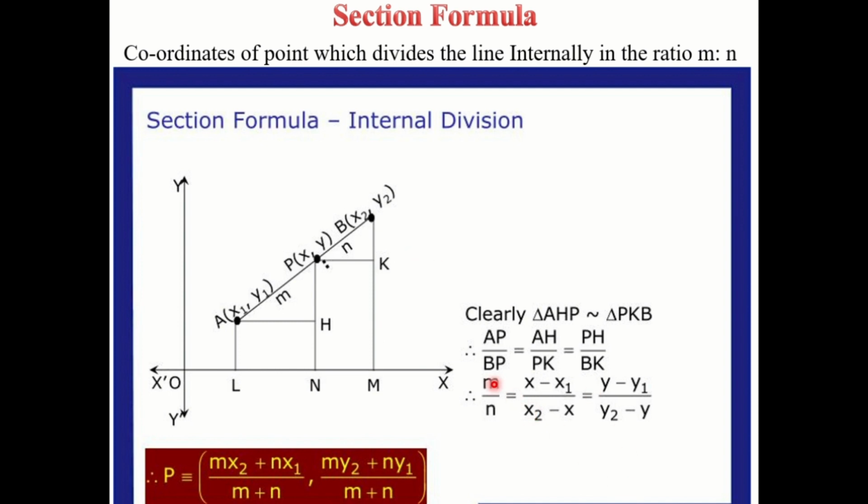So we can write AP is m, BP is n, so m upon n is equal to x minus x1 divided by x2 minus x, is equal to y minus y1 divided by y2 minus y. By simplifying this, we get the coordinates of the point which divides the line in the ratio m to n. The x coordinate will be mx2 plus nx1 divided by m plus n, and the y coordinate will be my2 plus ny1 divided by m plus n. This is the section formula for internal division.